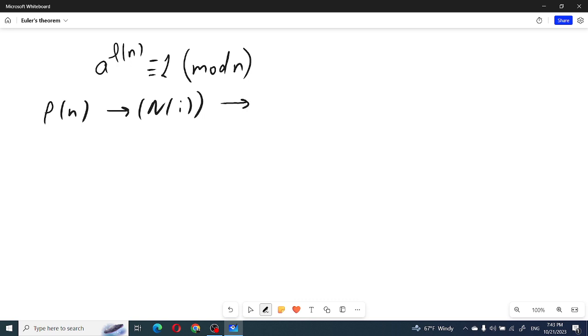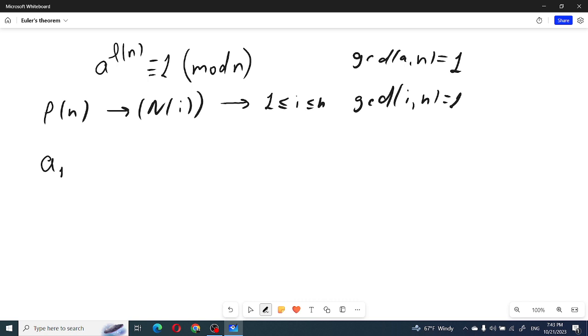and i must be between 1 and n, and GCD of i and n must be equal to 1, and GCD of a and n must also be 1. It's clear that otherwise we will not have any power of a which will give us 1 mod n. Now let's discuss the numbers which are less than n and they are coprime to n. Call these numbers a1, a2 up to a phi n, because in total we have phi n numbers.